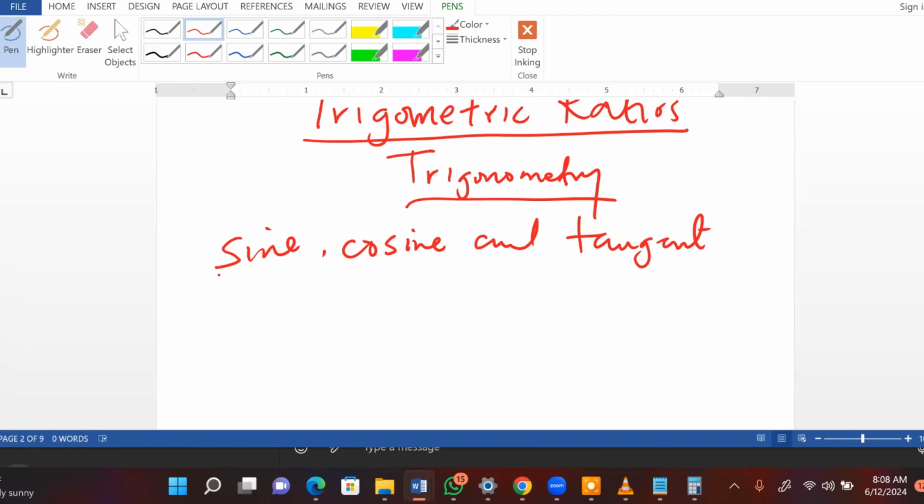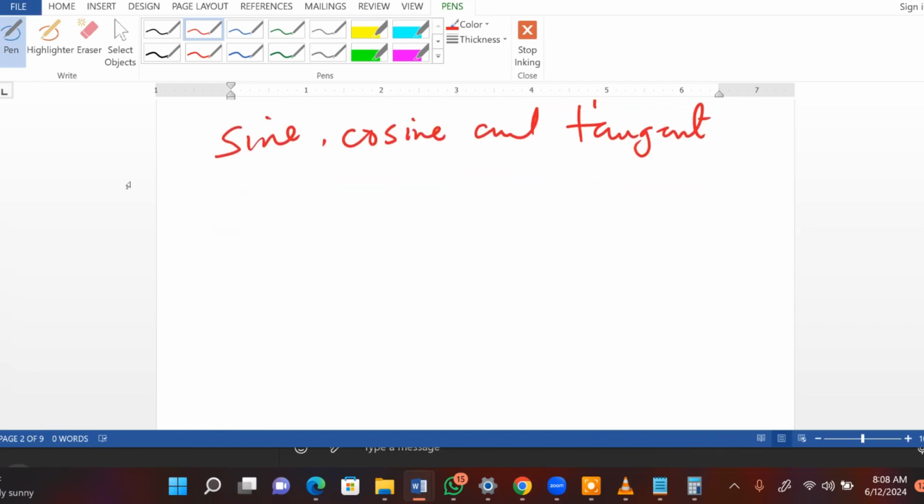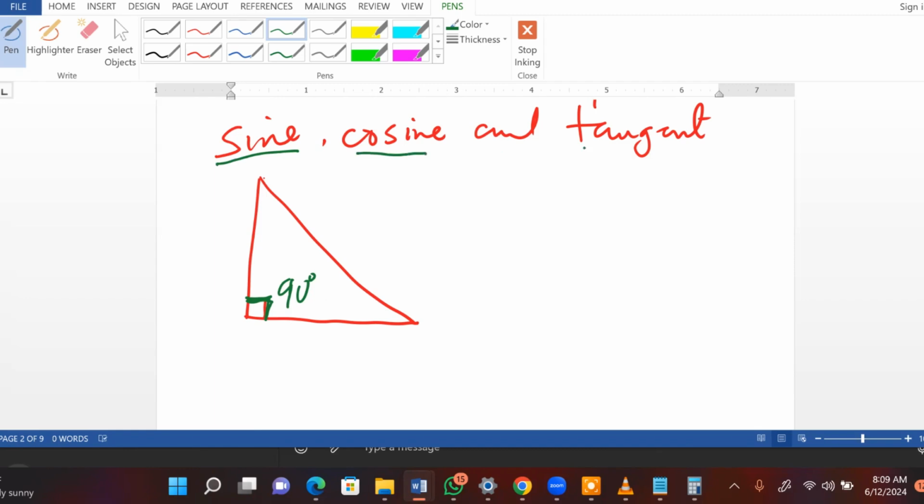Now, before we go into how to do all this, you must understand the concept of the right angle triangle. We can't do it without understanding the basic concept of a right angle triangle. This is a right angle triangle. Why is it a right angle triangle? Because it has a right angle, and a right angle is 90 degrees, which is this square corner that we have here. It is only when you have a right angle triangle that you can apply the concept of sine, cosine, and tangent.